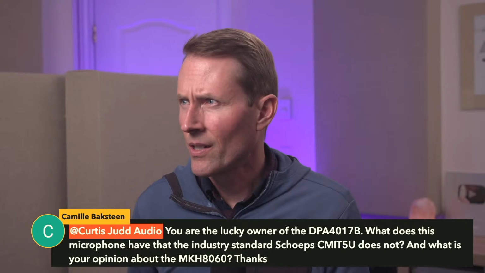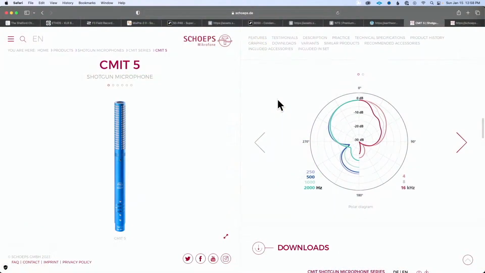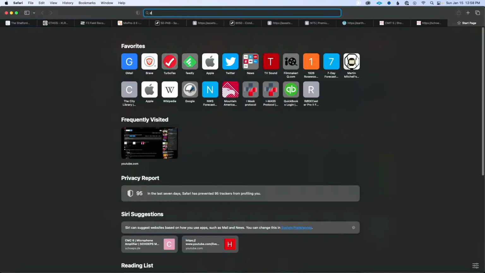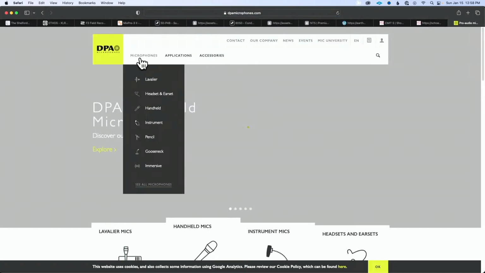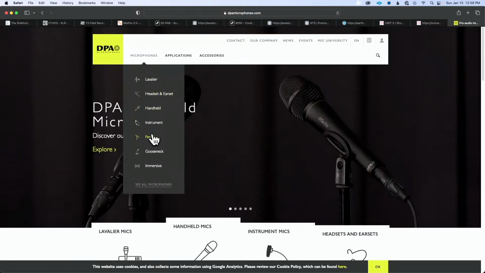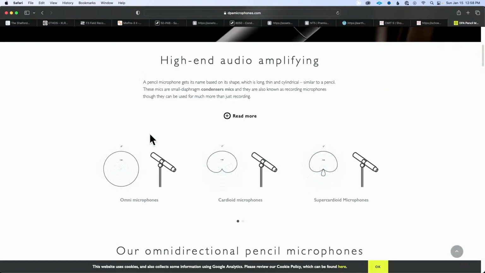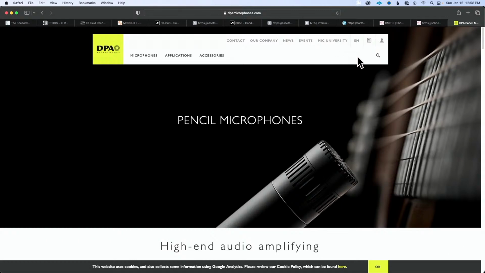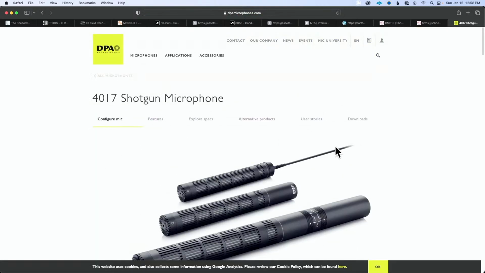We can look at their other, let's see if they give us, we're going to take a look. So here is the Schoeps CMIT5U polar pattern as an example. And let's go to the DPA microphones. I think it's going to be under pencil. Let's do a search. 4017B. Shotgun microphone, here it is, okay.